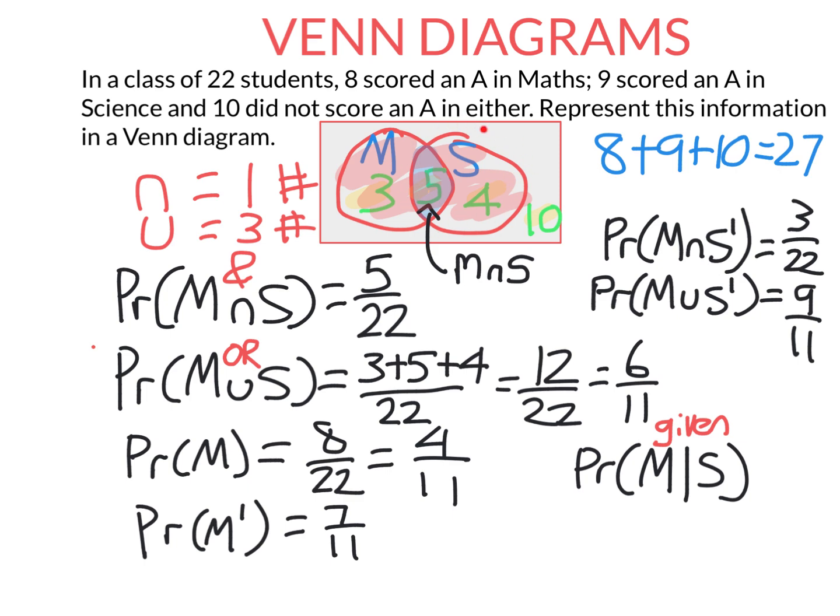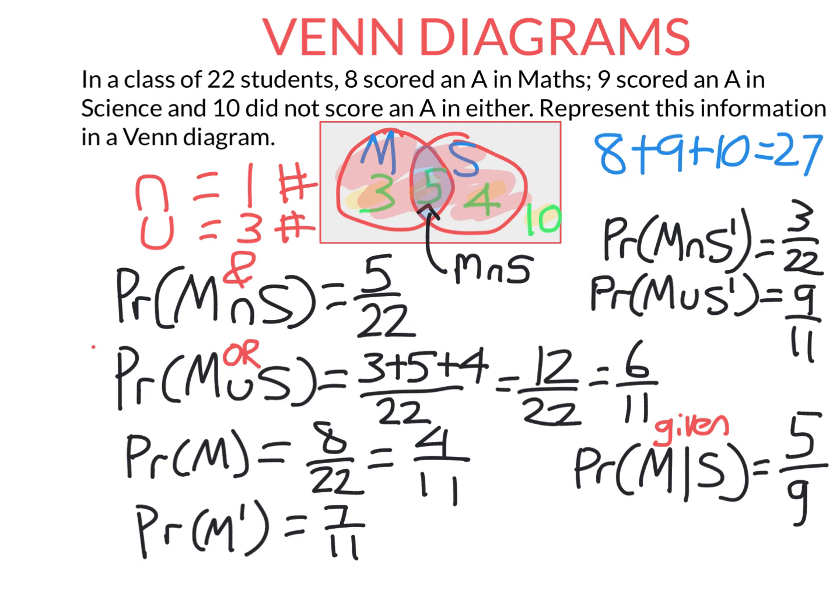So I know I'm picking one of these 9 students. Of those 9 students here, how many scored an A in maths? Well, that's 5 of them. 5 out of the 9 science students scored an A in maths, so the probability there is 5 over 9.